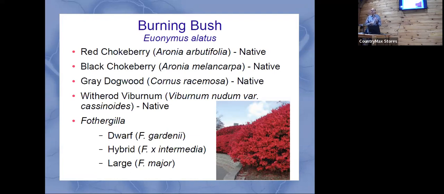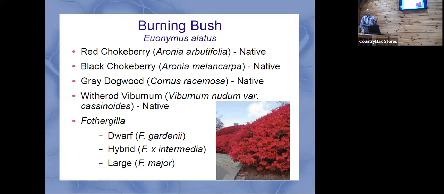Again, the flowers are really inconspicuous and the seeds are inconspicuous, so you may not have even noticed the flowers. Again, the birds have. I could show you areas at Durand Eastman Park where burning bush has taken over all the native vegetation. You're walking along a trail and there's nothing but burning bush next to you. So it really displaces things badly.